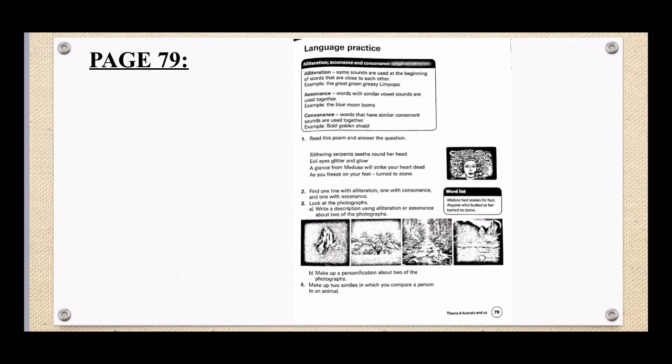So, here in our word list, in the blue block, it says Medusa has snakes for hair. Anyone who looked at her turned to stone. So the poem gives a description about Medusa and how she has serpents on her head, which are snakes, and how her eyes glitter and glow, but they are evil, right? And then it also tells us that if you look at Medusa, you will freeze on your feet and turn to stone. So this is just a short poem describing Medusa and what would happen to you, right?